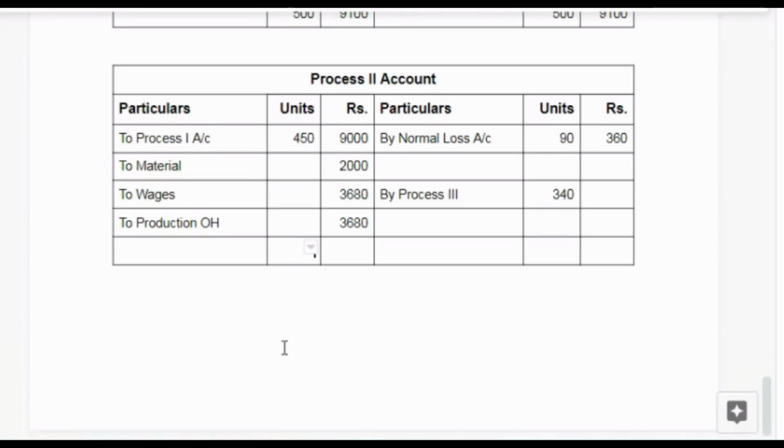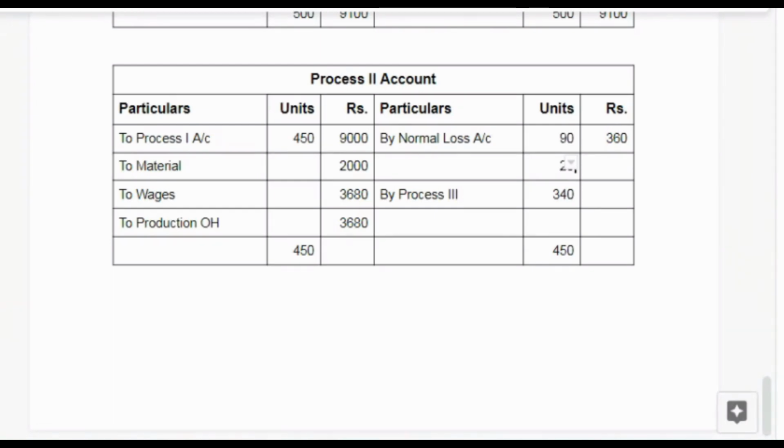Now we close the unit column first. This side total is 450 and this side total is not 450. You can see અહીંયા total 450 થતું નથી. થાય છે? Okay. And if not, then what is the balance? What is the missing figure? 20. Abnormal. 20 is the missing figure.